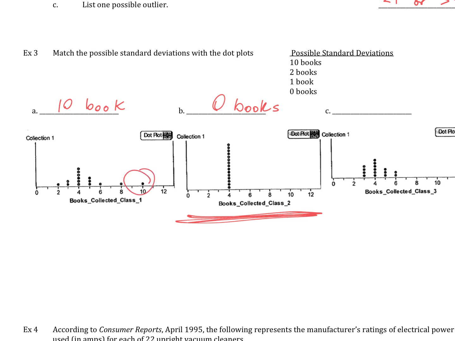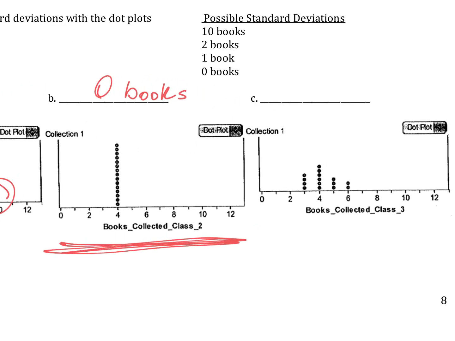Now, graph C is a little bit harder to tell. Without knowing how to calculate standard deviation, it's hard to say if this has a standard deviation of 2 or 1 book. So for this one, I would accept either one. You could have said 2 books or 1 book. For now, we just don't know how to calculate standard deviation yet, so it's not really helpful to know which one's which.